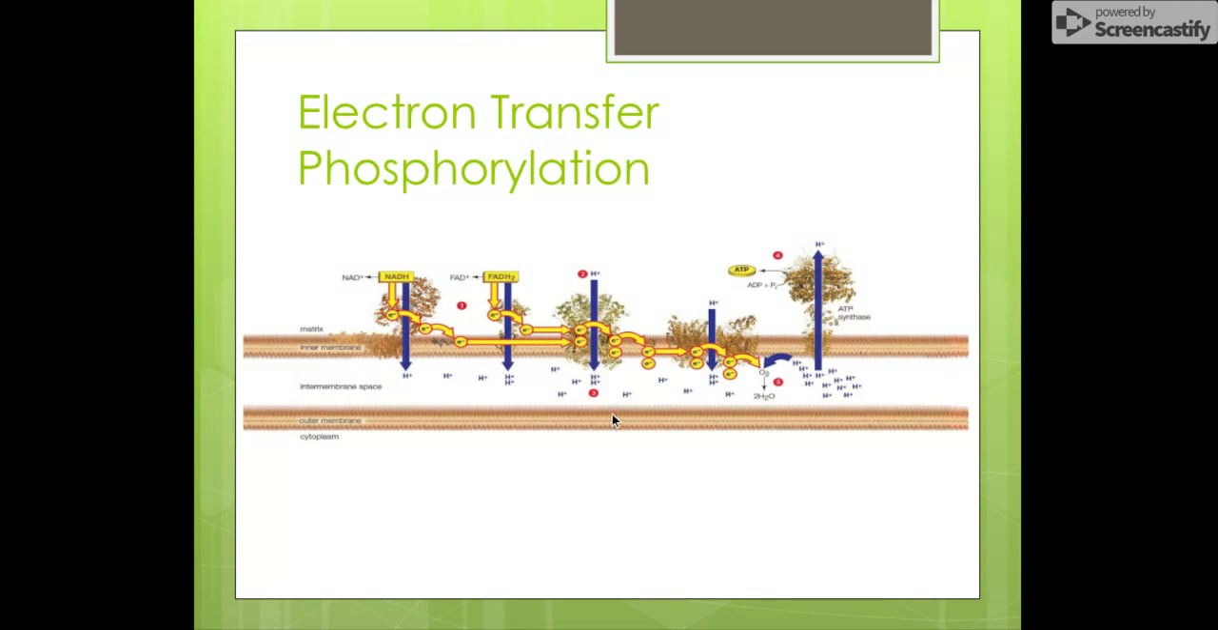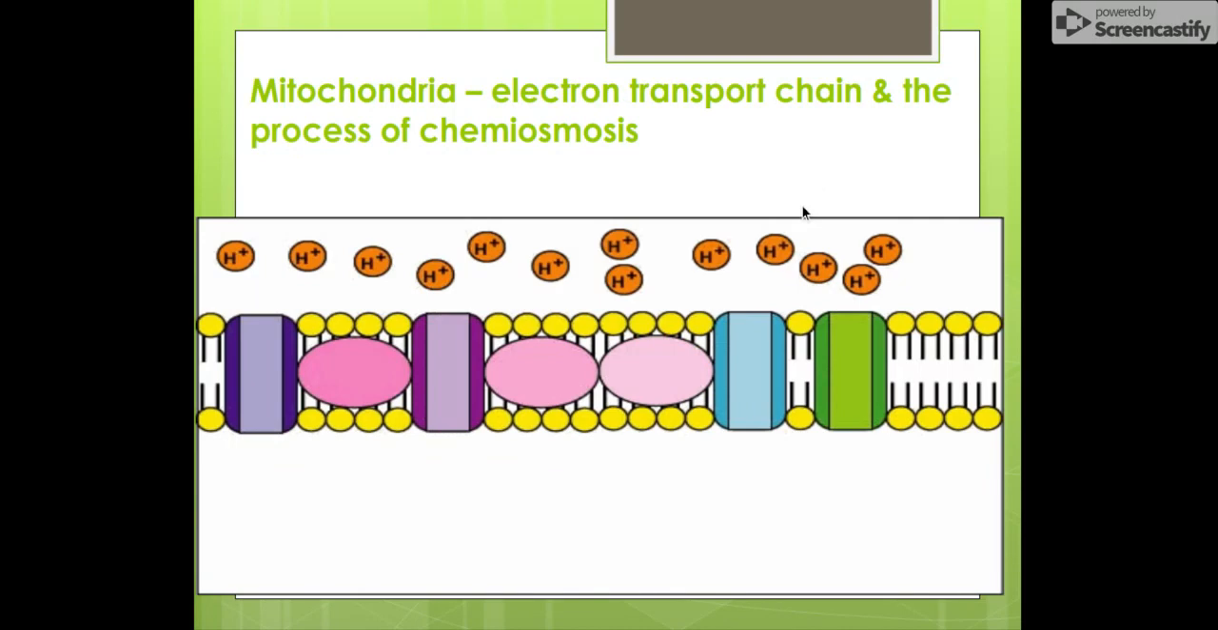And this is just another image showing this process where we have these pumps. As the electrons move down, we're pumping hydrogen in, and then it runs through the ATP synthase, producing ATP. Okay? And this is just showing this process in the form of a GIF.